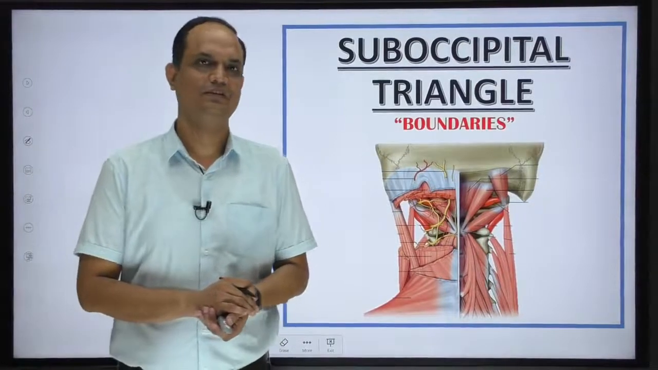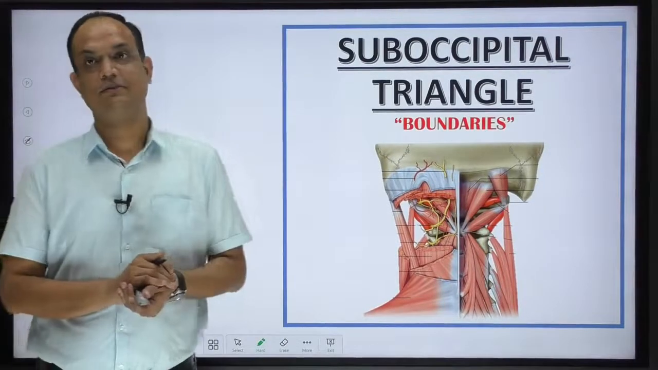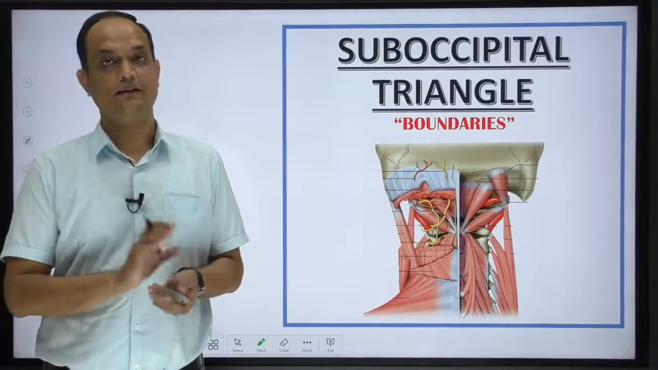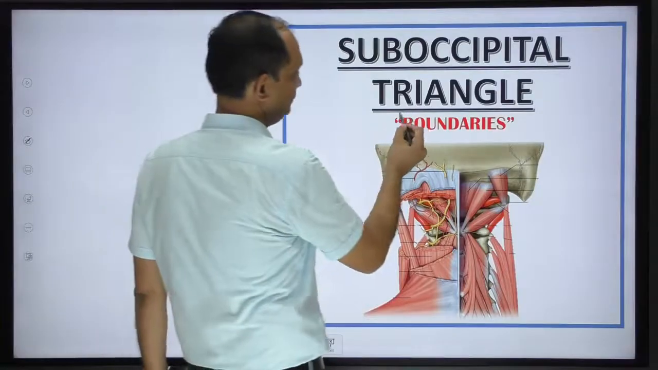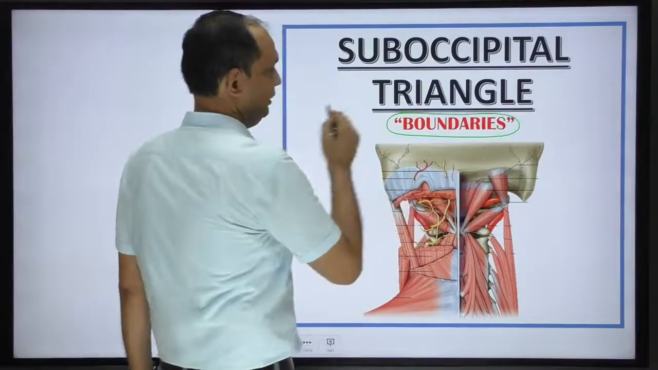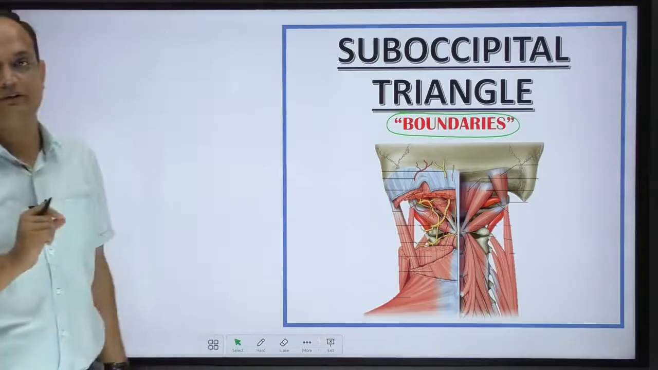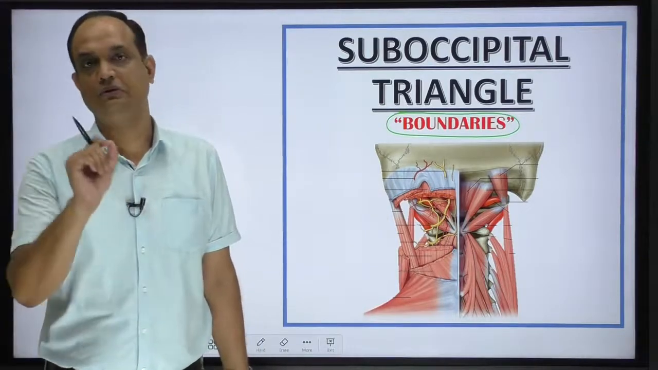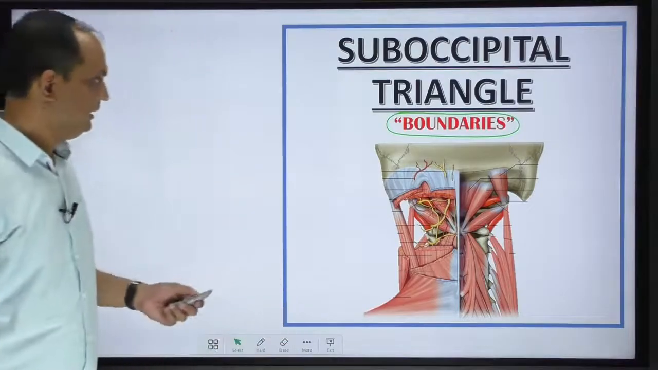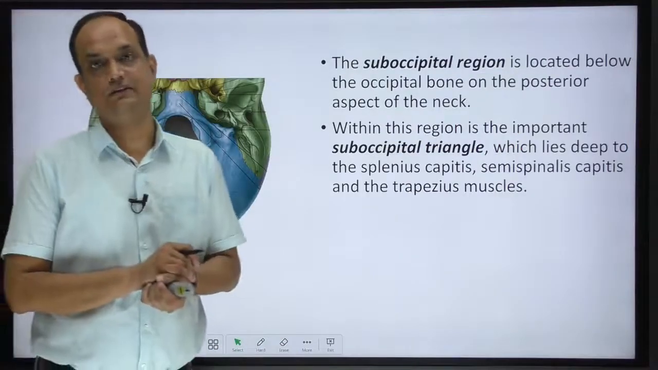Hello students, today we'll discuss the suboccipital triangle. In this topic, we only discuss the boundaries of the suboccipital triangle. Now I will tell you how to draw the boundaries and how to remember the boundaries of the suboccipital triangle. Now, where will you find this suboccipital triangle?